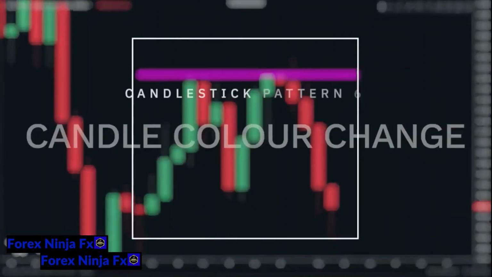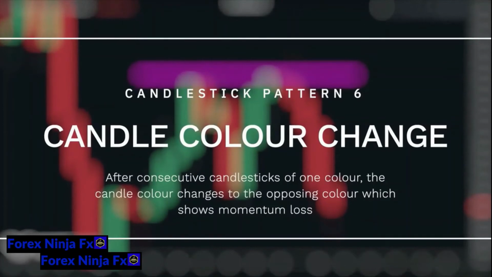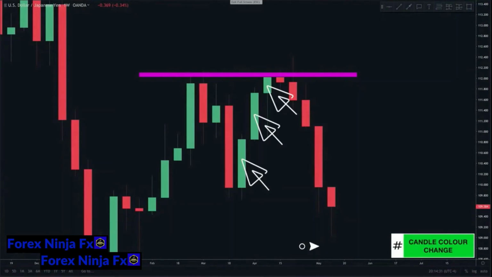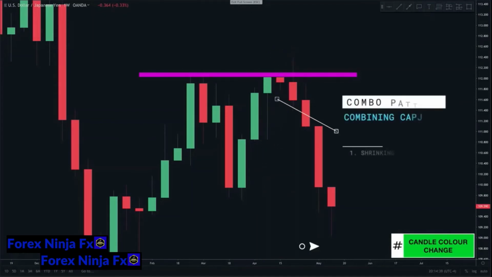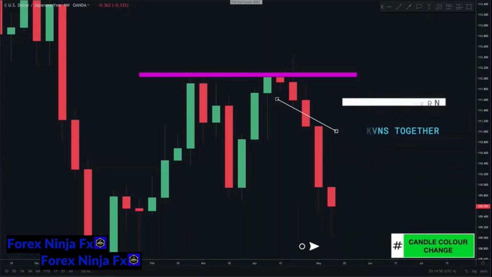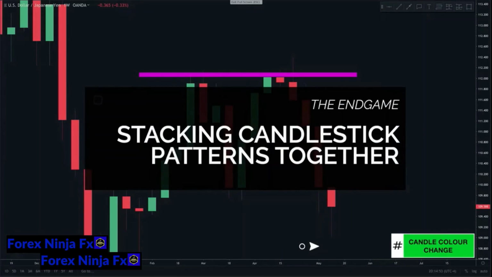Now, this also brings us to our next candlestick pattern, which is a candle color change. As you can see, we had 3 green candles before a red candle finally appears, which shows momentum loss. This complete pattern is also what we call a combo, because you have multiple different candlestick patterns occurring at the same time. You had the shrinking candles, a candle color change, and a long wick candle rejection, which makes this a high quality short opportunity. This also leads us to our next section, which is combining candlestick patterns together. So let's jump to that.